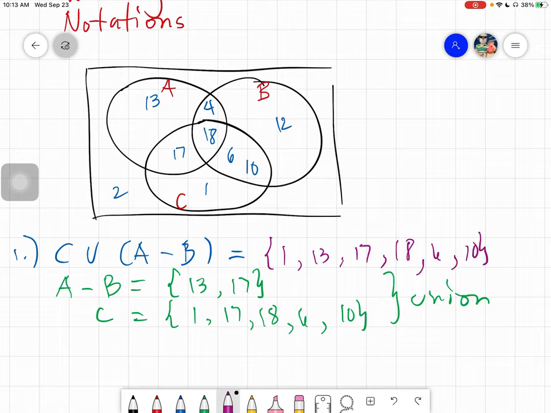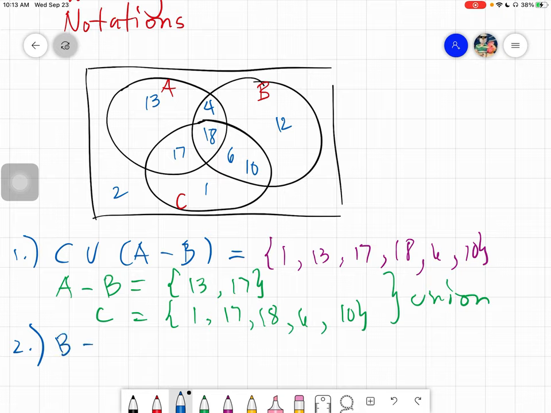Okay, so let's have another example. Again, just a tip for you guys. Before we actually evaluate our operation, find first the ones in the parentheses, if there would be any. So first, we take the elements in the parentheses. So, let's have our next example.